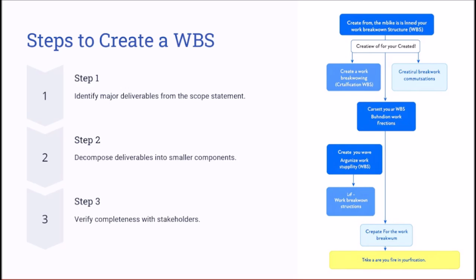As we say, these high-level deliverables are then decomposed into smaller and more manageable components until each component is granular enough to be assigned, estimated, and tracked. The final WBS is reviewed and validated with the stakeholders to ensure completeness and accuracy, also to ensure that there is no missing activity or no missing deliverables in your project.